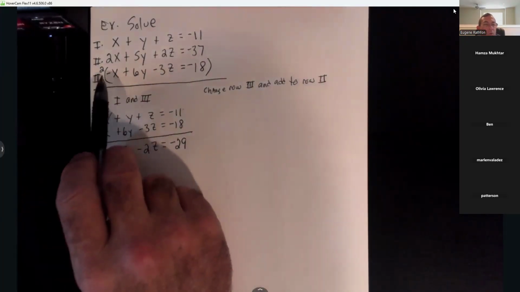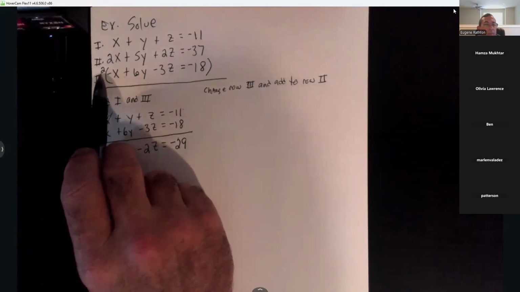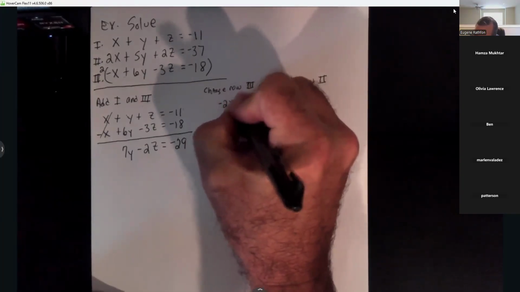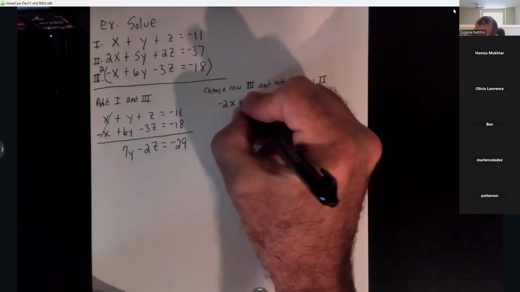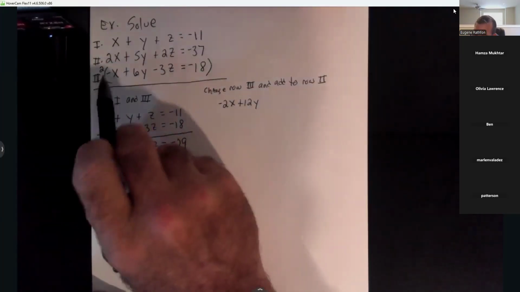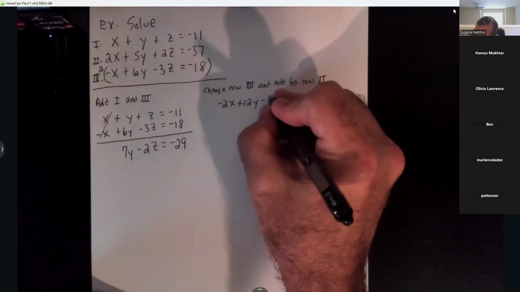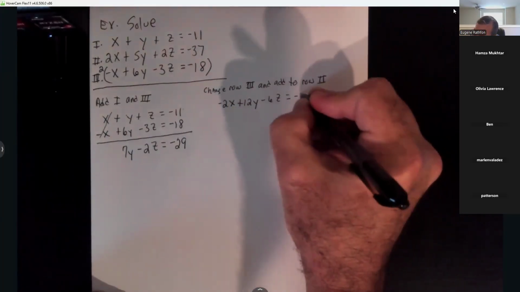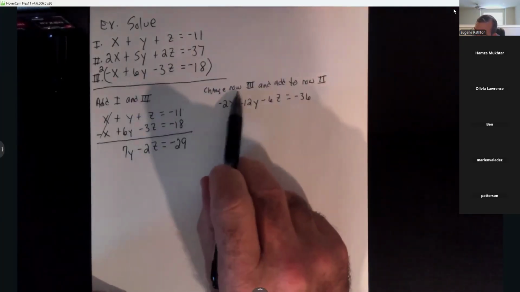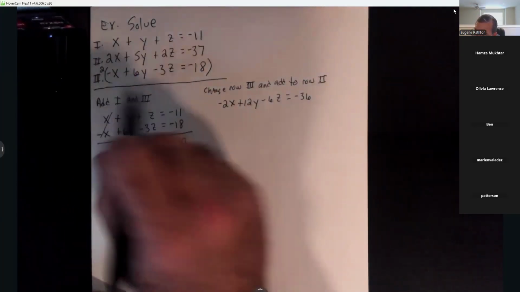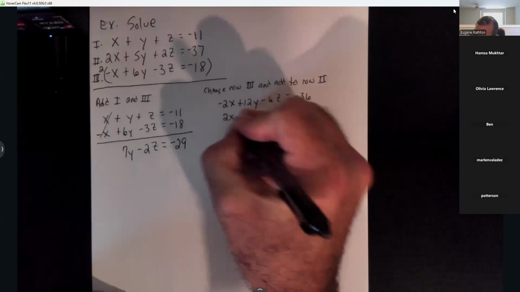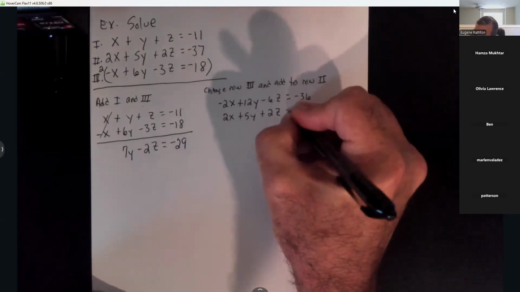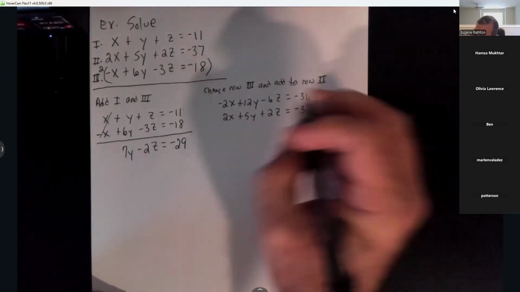All right, so I'm changing row 3. So let me change row 3. 2 times negative 1 is a negative 2x. 2 times 6 is a positive 12y. 2 times negative 3 is a negative 6z. 2 times negative 18 is negative 36. So I changed row 3. I'm going to add that to row 2, which is a 2x plus 5y plus 2z equal negative 37.